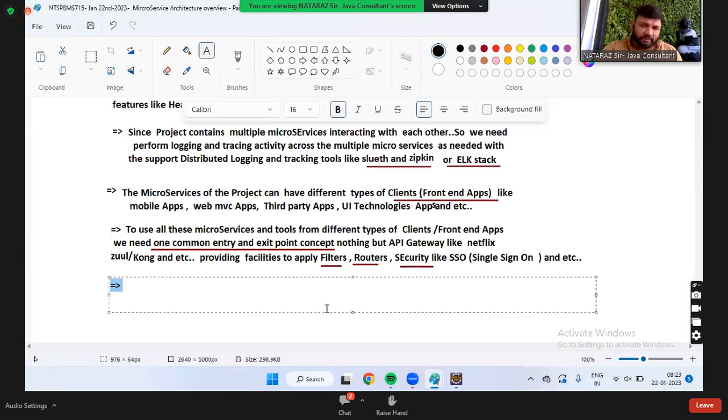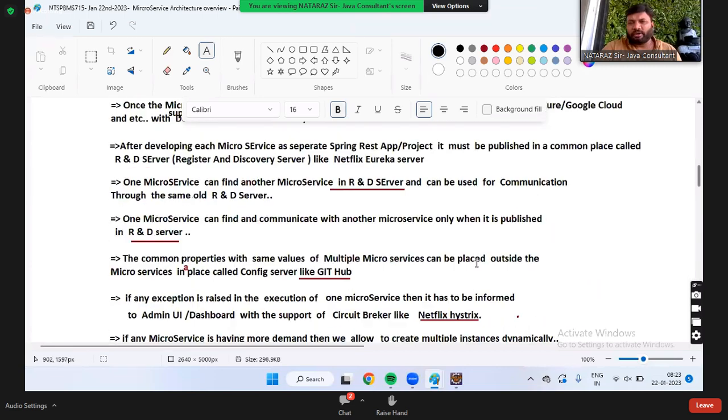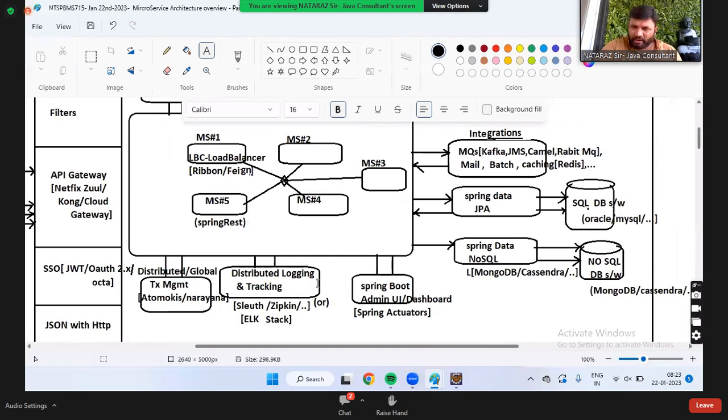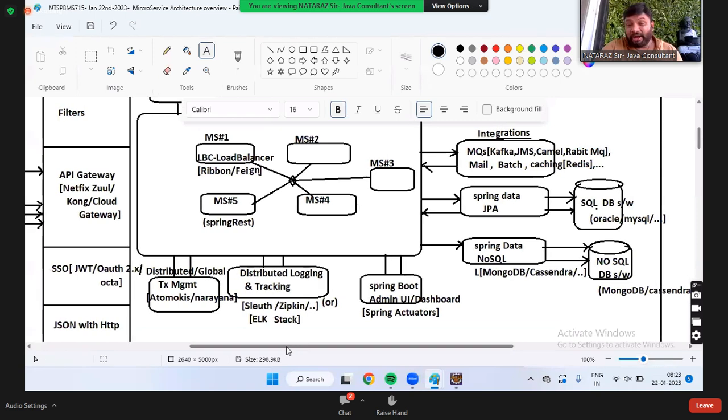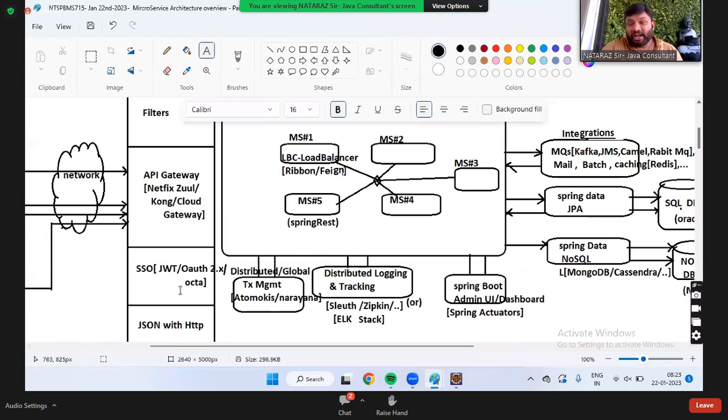And API gateway itself provides security. One more simple reason: is it better to implement security on each microservice separately, or better to implement it on the API gateway and accordingly give permission to get into each microservice? Single sign-on feature. Sign into one place and get access to another place. Sign into the API gateway, get access to all the microservices. Single sign-on.